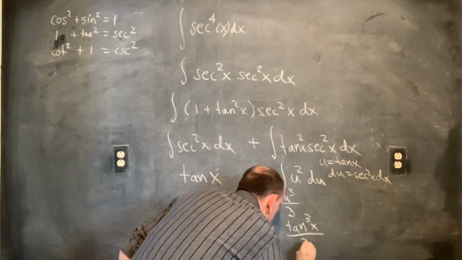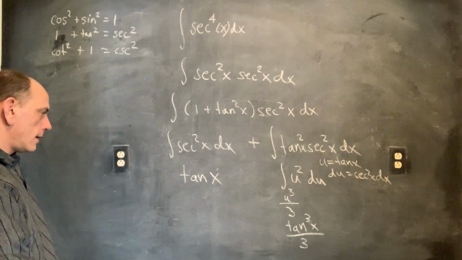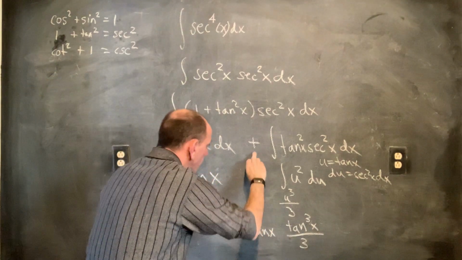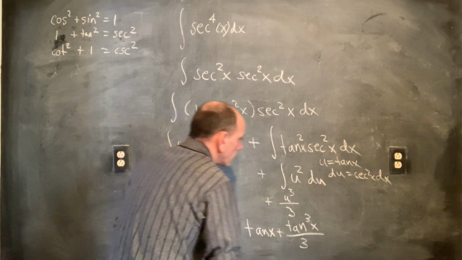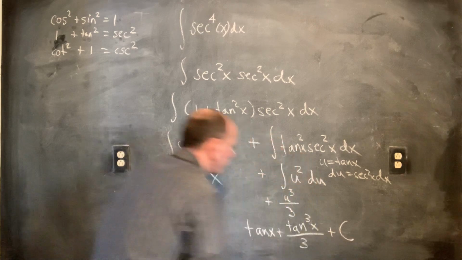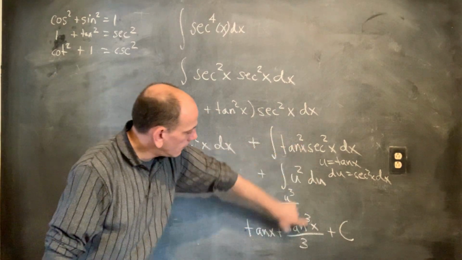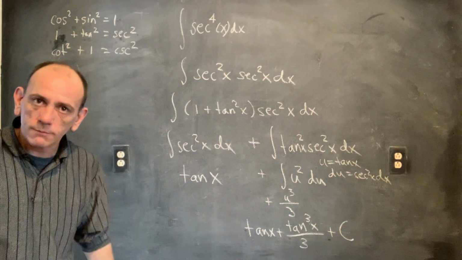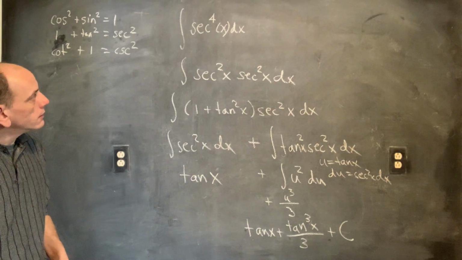over 3. And let's just put that together. So I have tangent of x plus, this was all plus, right? Plus c. So this tangent was from here. This tangent cube came from this piece, and then plus c at the end. Sweet.